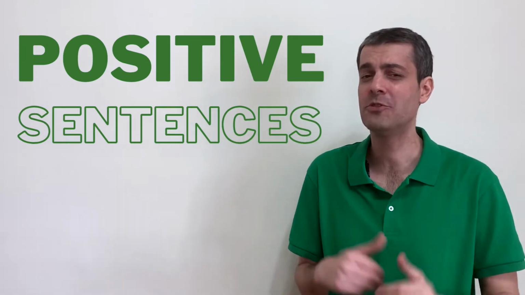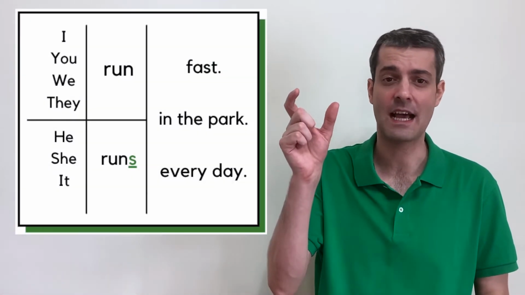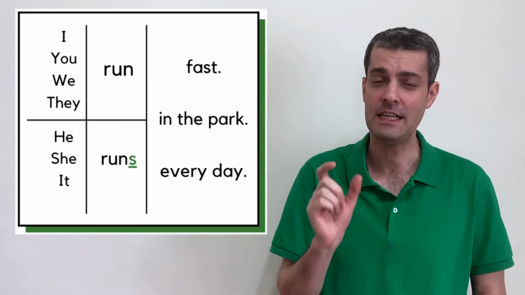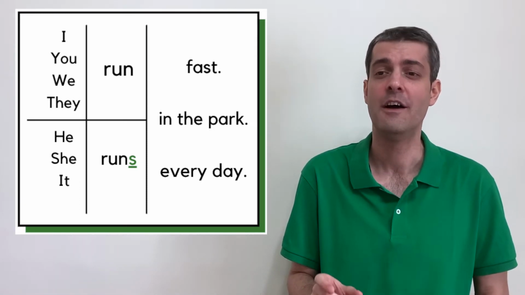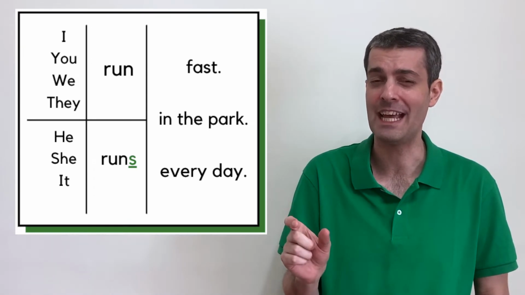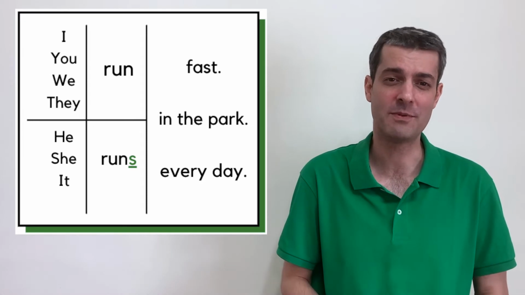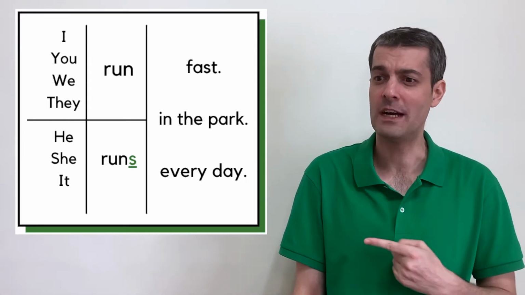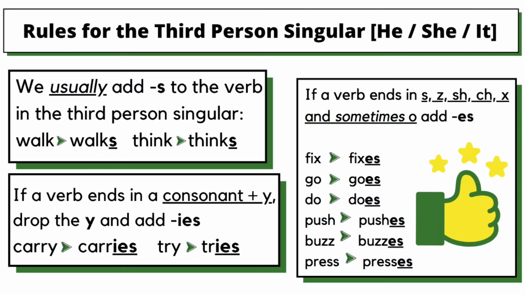Now, how do we create positive sentences in the present simple tense? Well, we have our subjects, I, you, we, they, followed by a base verb, and he, she, it, our third person singular subjects, followed by a verb and usually plus s. So some examples we have here are I run fast, he runs in the park, and she runs every day.